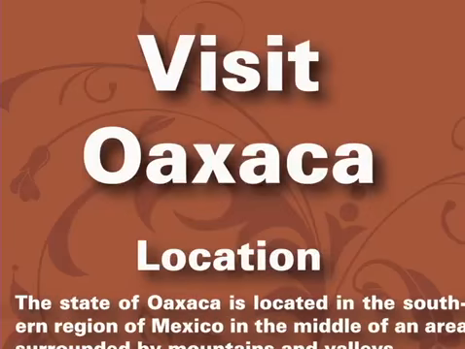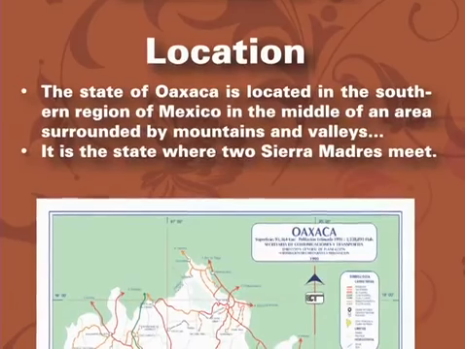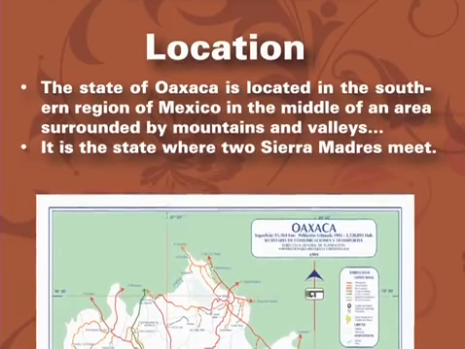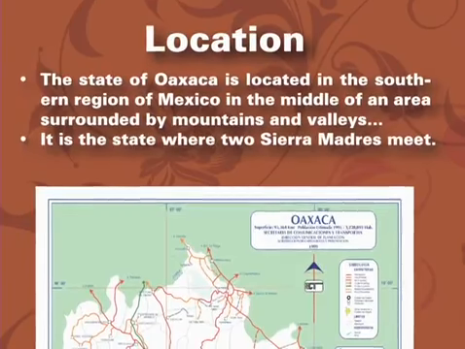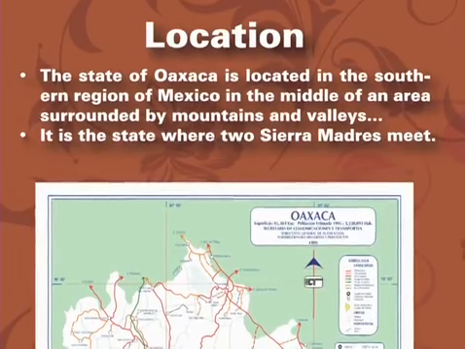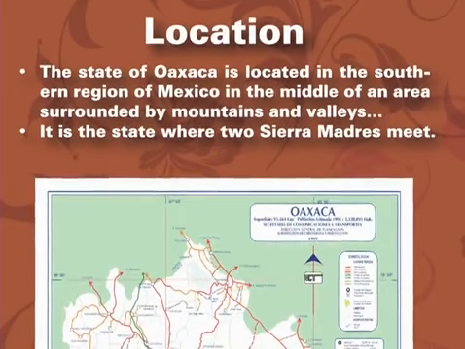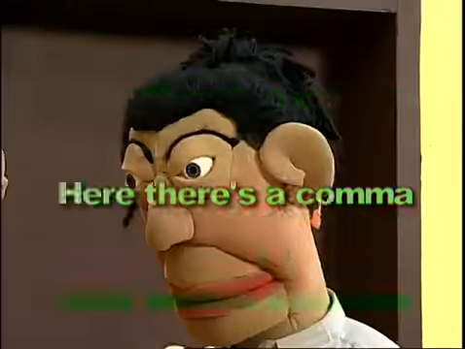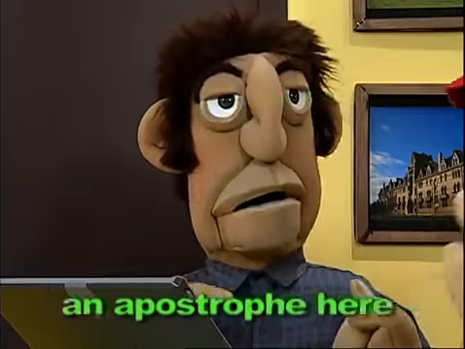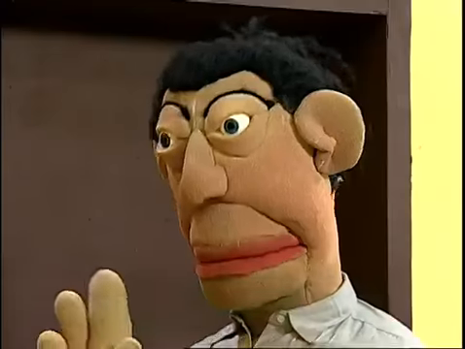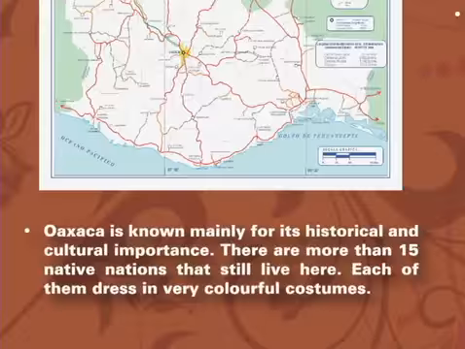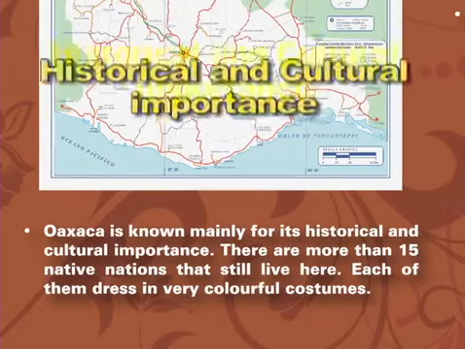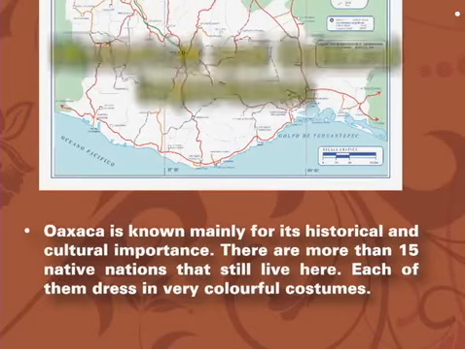Visit Oaxaca. The state of Oaxaca is located in the southern region of Mexico, in the middle of an area surrounded by mountains and valleys. It is a state where the two Sierra Madres meet. Here, there's a comma, an apostrophe here, and... And here we say that Oaxaca is known mainly for its historical and cultural importance.